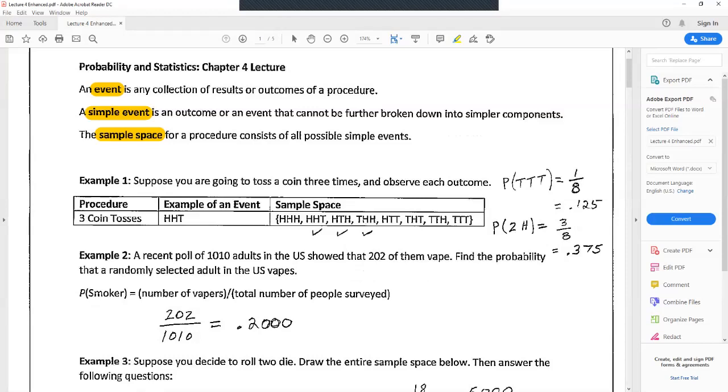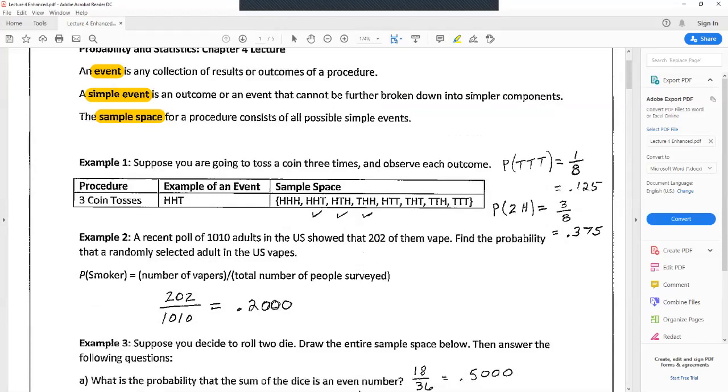So example 1 says, suppose you are going to toss a coin 3 times and observe each outcome. So the procedure in this case would be 3 coin tosses. And one of the outcomes could be that you toss a head, and then a tail. And head, tail just happens to be just one out of the 8 possibilities, right? We could have all heads. We could have 2 tails. We could have 2 heads. We could have all tails. So there are 8 different possibilities.